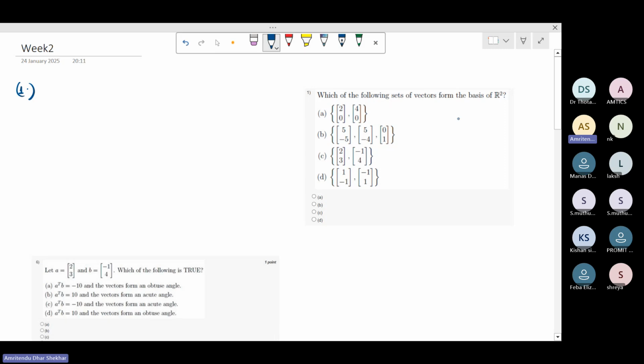Okay. So good evening, everyone, and thanks for joining. Let's look at the assignment problems for week 2. I will give an outline about how to solve these problems. So in the first problem, we are given collections of vectors, and we are asked to find out which of them is a basis of R2.